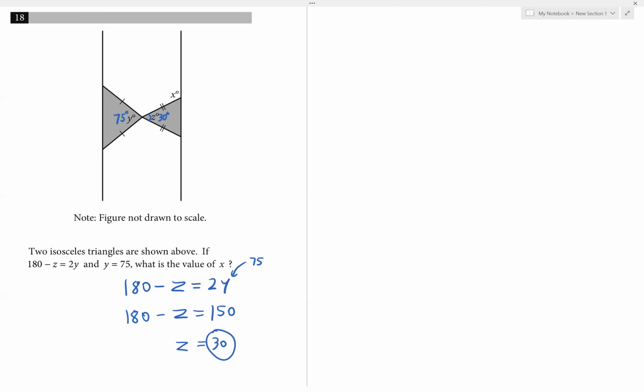For this question, we actually don't need to worry about the triangle on the left. We can just focus on the triangle on the right. And we know this is an isosceles triangle. So this is the key to solving this question. An isosceles triangle has two sides that are the same. If these two sides are the same, then the two angles across from the sides should also be equal to each other. These angles are called the base angles, so they should be equal to each other as well.